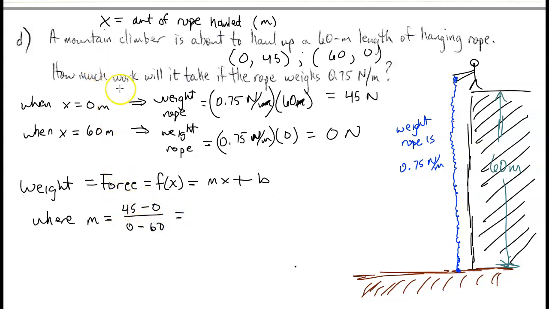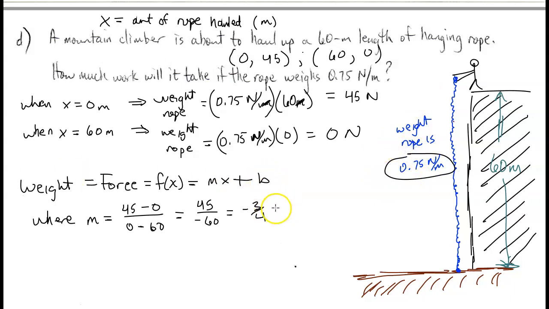All right. So now that we have that, of course, this is just going to be 45 over minus 60. And this is going to be the same as 3 over 4. And that's where this 0.75 newtons per meter comes from. So I did that just to show you that that's where that's coming from. So we have this rate here.